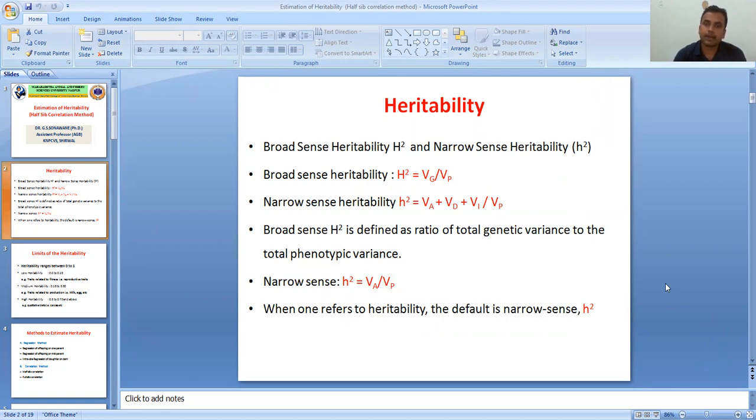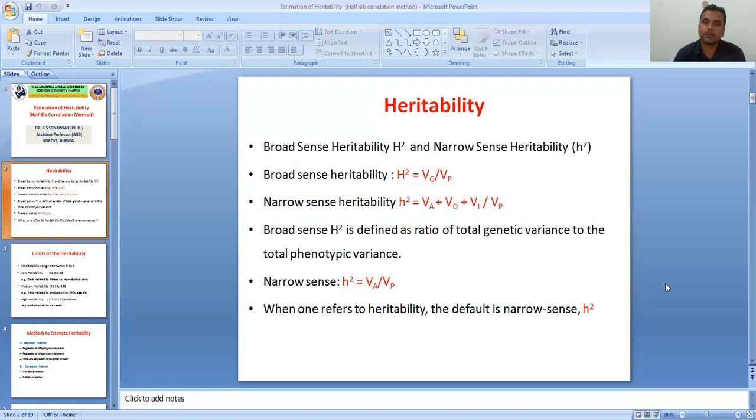This parameter heritability was originally given by Dr. G.S. Sonawane along with heritability and genetic correlations. When we are discussing heritability, there are two different types. One is broad sense heritability and the second one is narrow sense heritability. And both notations, capital H squared and small h squared, are taken from the Sewall Wright dictionary.